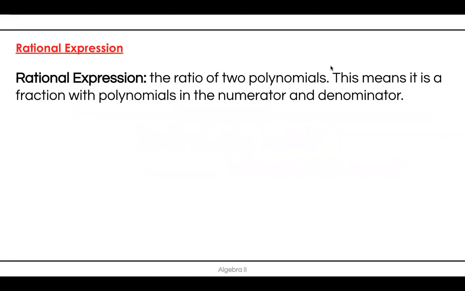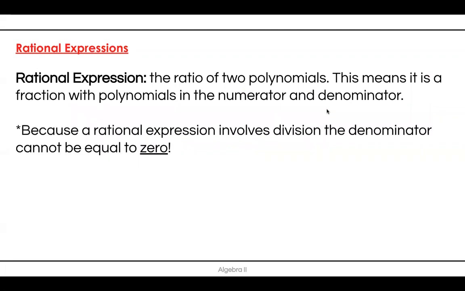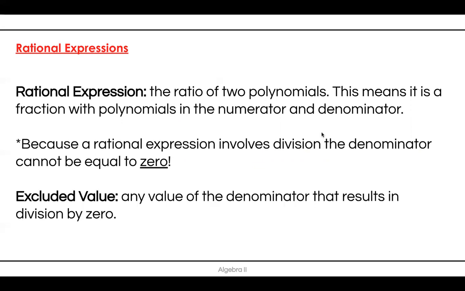So a rational expression is the ratio of two polynomials. This means it's a fraction with polynomials in the numerator and in the denominator. Because a rational expression involves division, the denominator cannot be equal to 0. Any value that will make the denominator equal to 0, we call an excluded value. Sometimes there are excluded values in rational expressions because they make the denominator equal to 0, and in any fraction, we cannot have the denominator equal to 0.